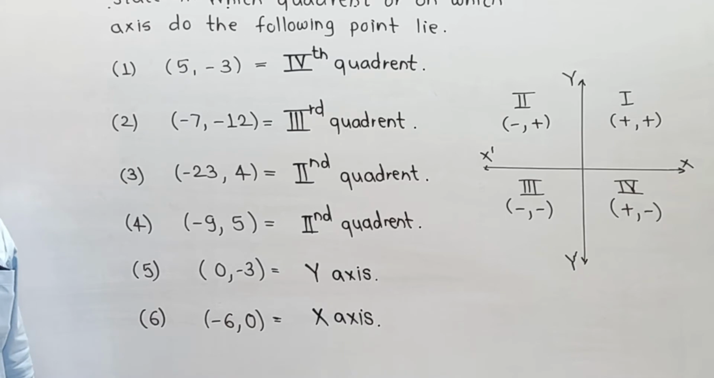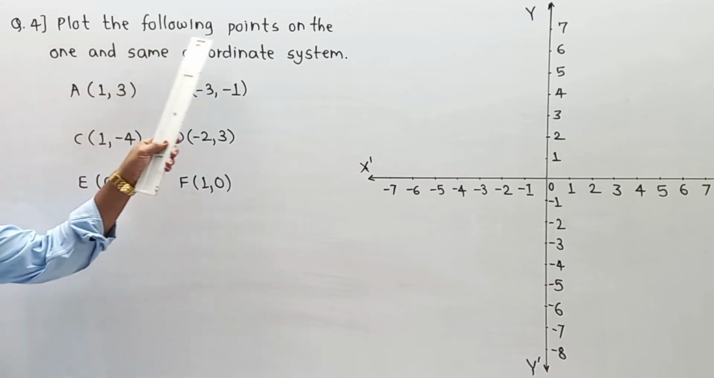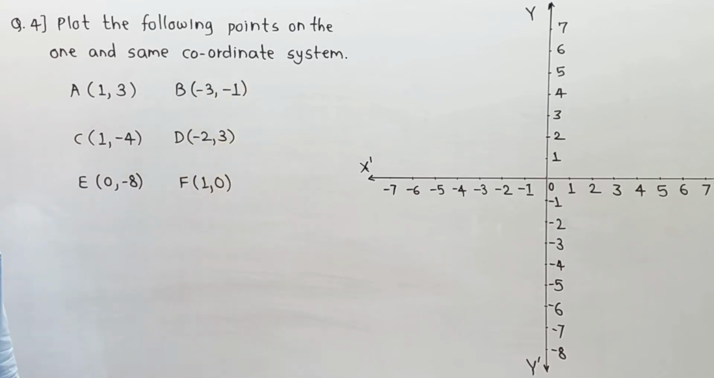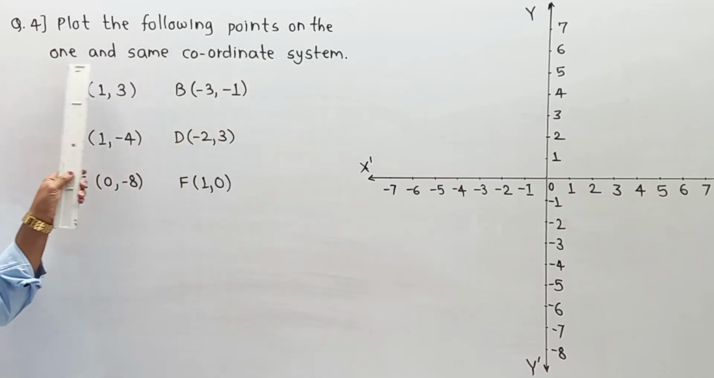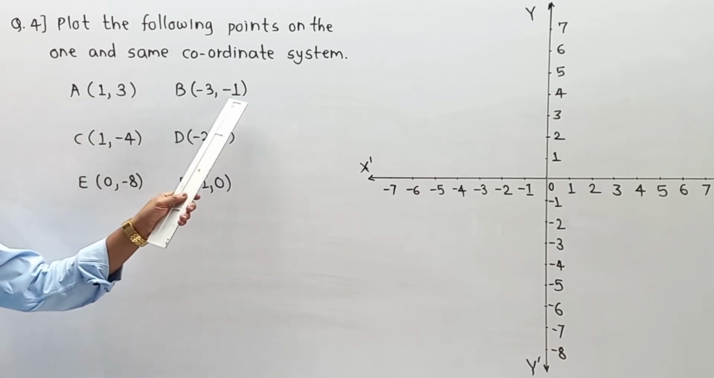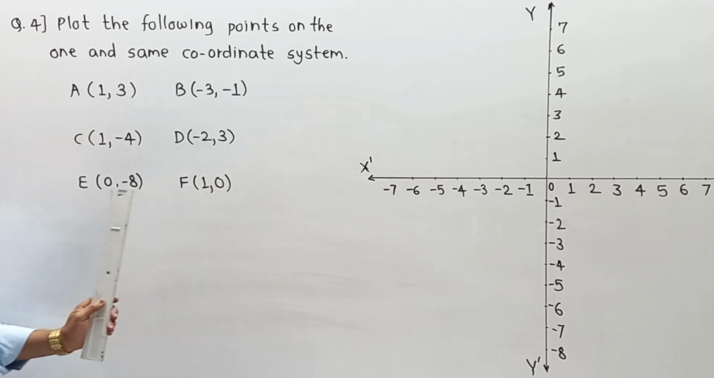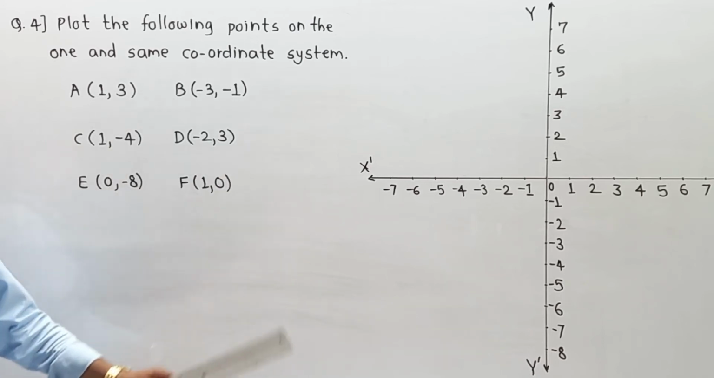Now we are moving to the next, that is question number 4. Plot the following points on one and the same coordinate system. It means we have to draw a single graph paper with x and y axes and indicate all these points on that graph paper. Their points are: A is (1, 3), B is (-3, -1), C is (1, -4), D is (-2, -3), E is (0, -8), and F is (1, 0). According to this, we are going to plot all the points.